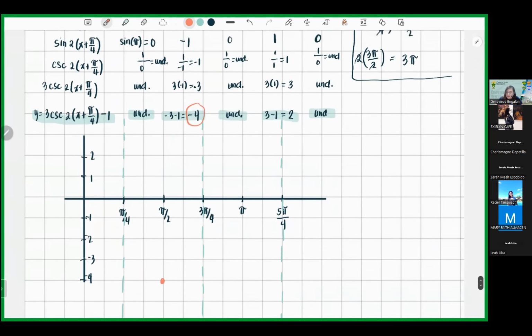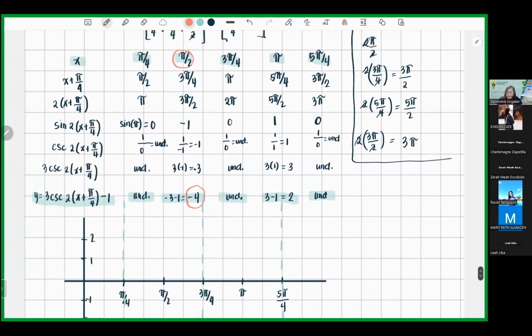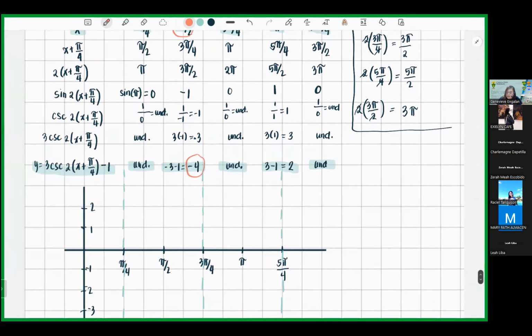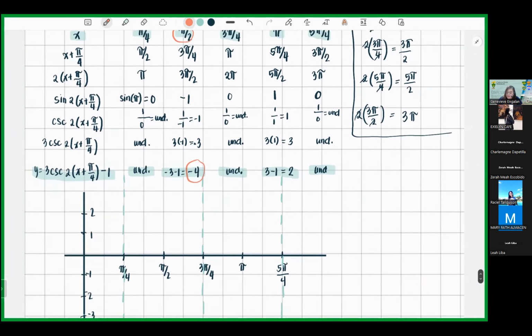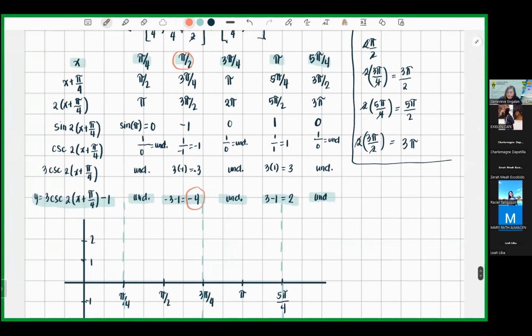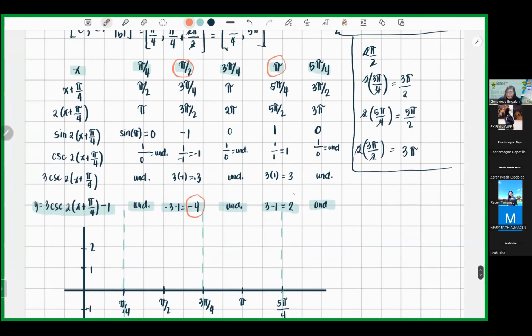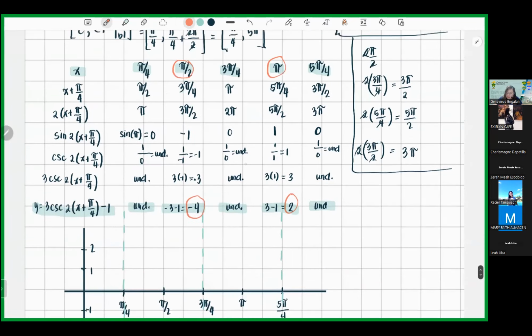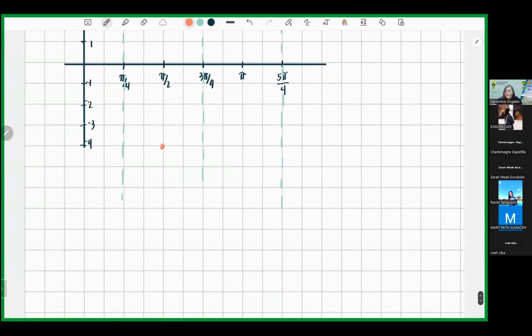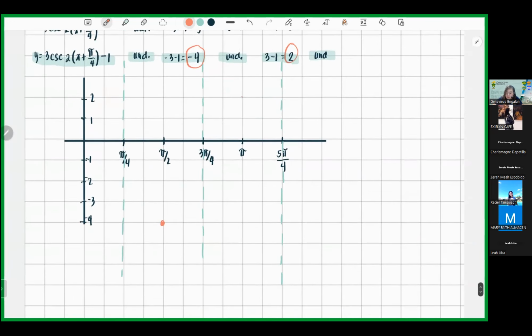So, when x is equal to pi, what is y? 2, ma'am. Okay. So, it is at 2. So, we will make a U-shape there. If it is below, it opens downward. Then, like that.